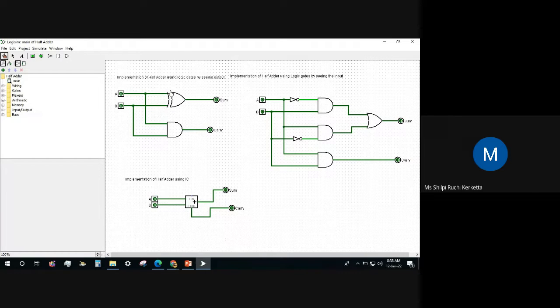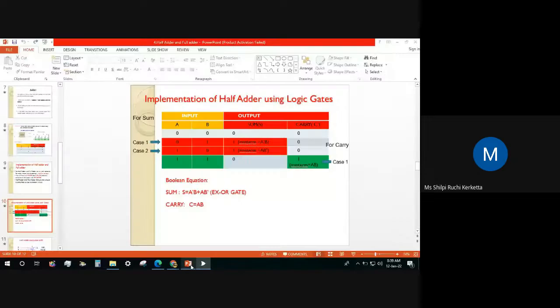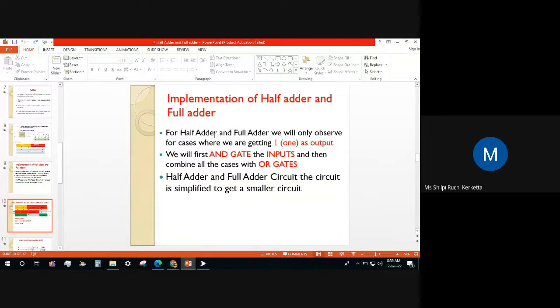So we are using this XOR gate. We can even use that many gates, but it will become a very big circuit. So that's why we try to simplify the circuit. We will simply use this XOR gate. So for 0, 0, the sum is 0 and the carry is also 0. We can see this through the truth table.